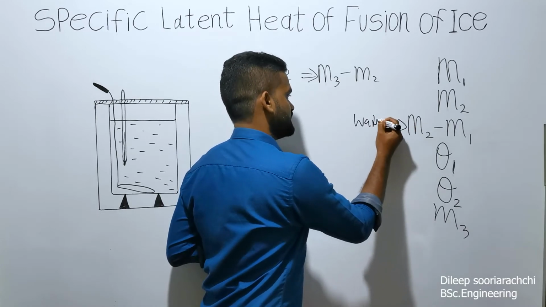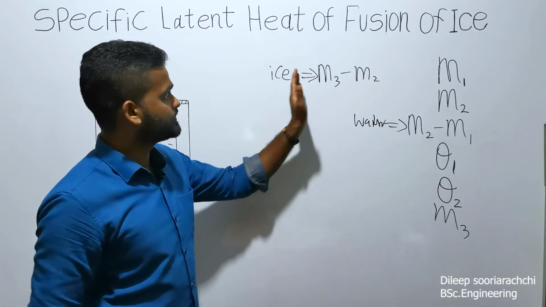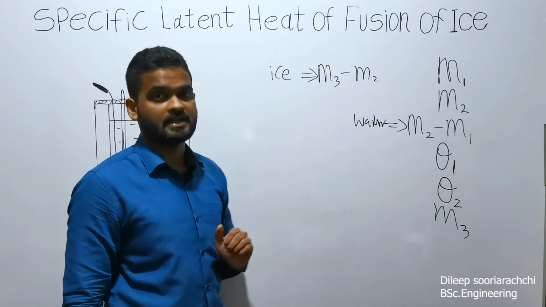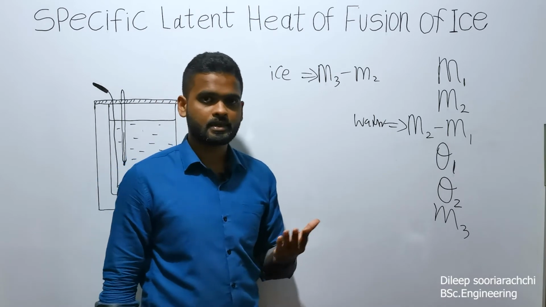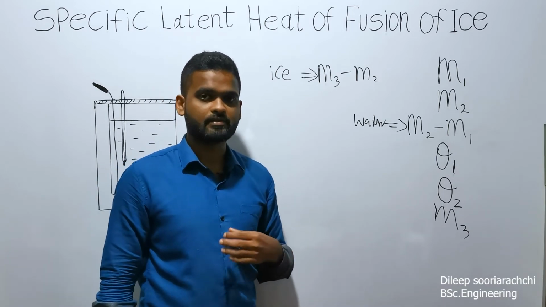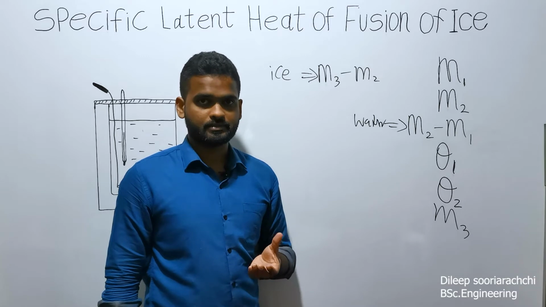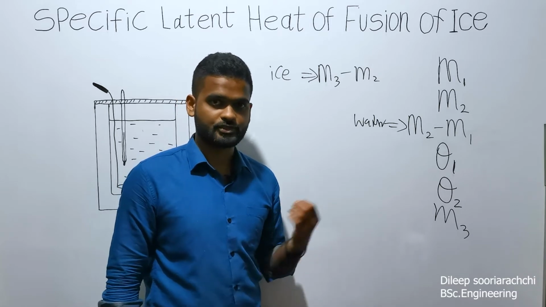M2 minus M1 is the mass of water. M3 minus M2 is the mass of ice. So these two values are going to be important when we are writing the equation for heat calculations.